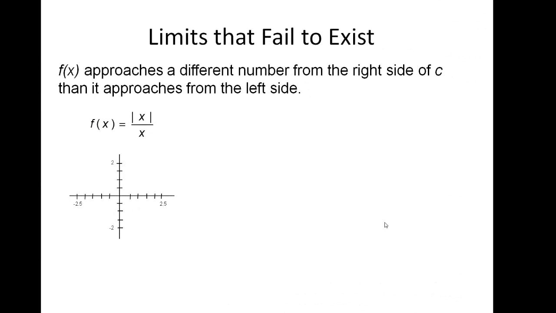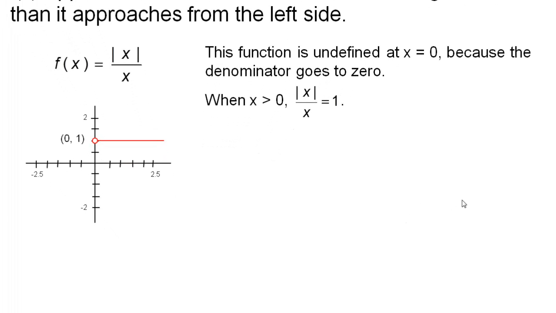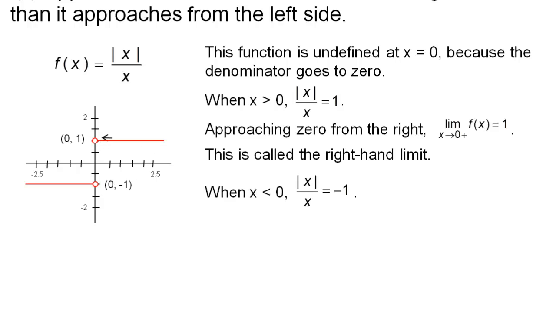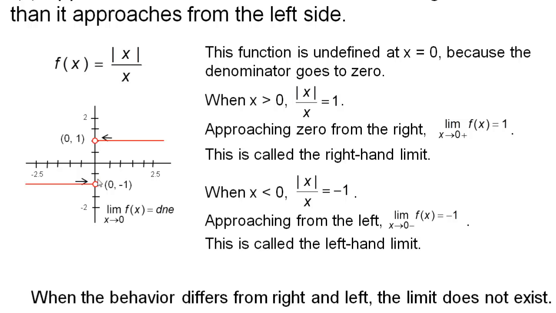Here's the function absolute value of x over x. The function is undefined at 0 because the denominator goes to 0. When we approach that function from the right-hand side, the limit appears to be 1. When we approach that function from the left-hand side, though, the limit appears to be -1. So therefore, the limit does not exist because we've got different behavior on the right side and the left side.